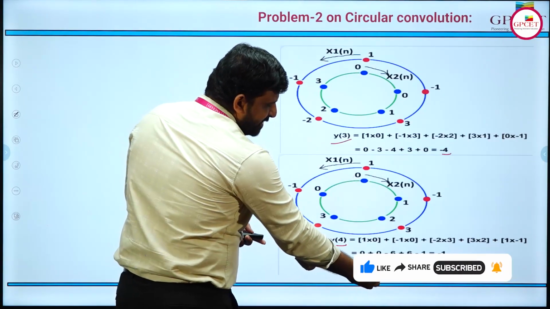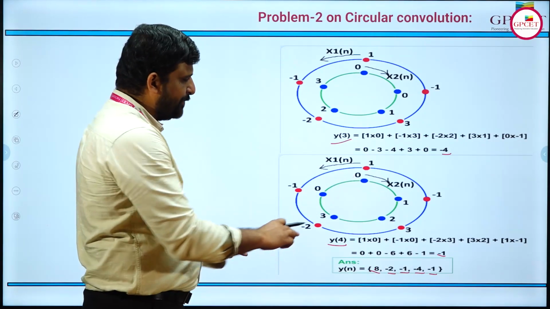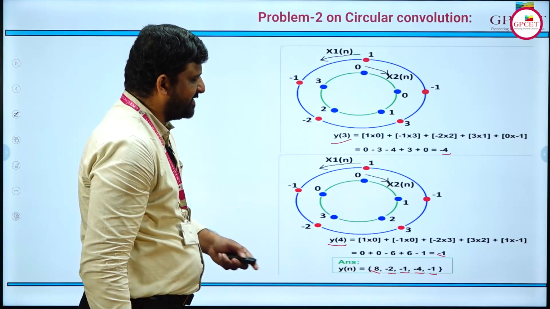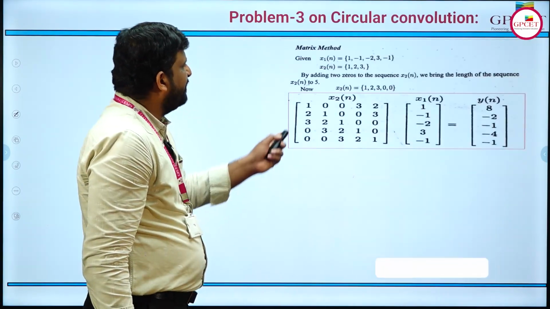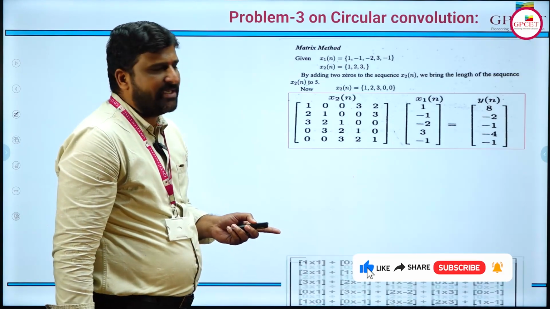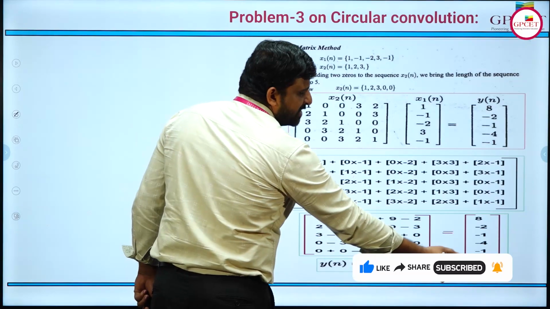We got 8, -2, -1, -4, -1 in the circular representation. So please keep it in mind that the answer is 8, -2, -1, -4, -1. The same thing, if I do it in the matrix method, matrix representation, I should get the same answer. See here: 8, -2, -1, -4, -1.